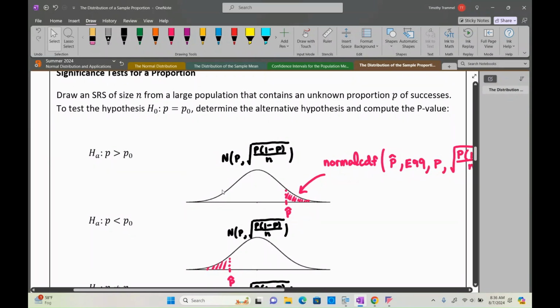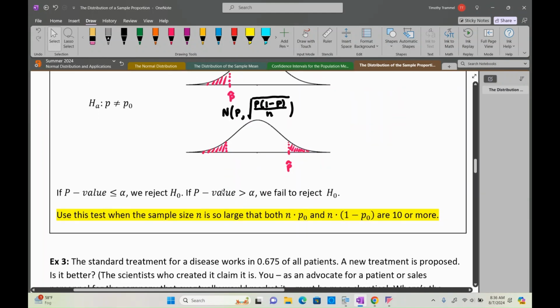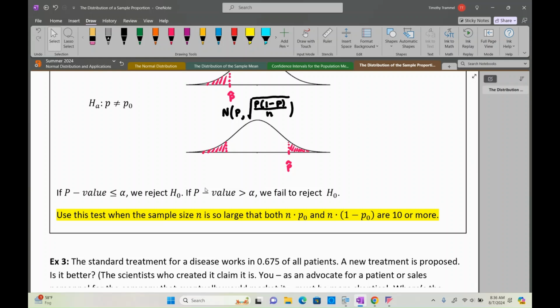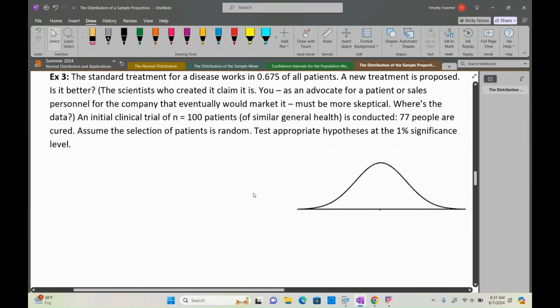Now, there are requirements for this process, and you can see that this is really stating the same thing that we saw up above for the sampling distribution. We want n times p and n times 1 minus p to be 10 or more. And when we reject the null and when we fail to reject the null, that's going to work in the same way as it did previously. Okay, so let's do an example.